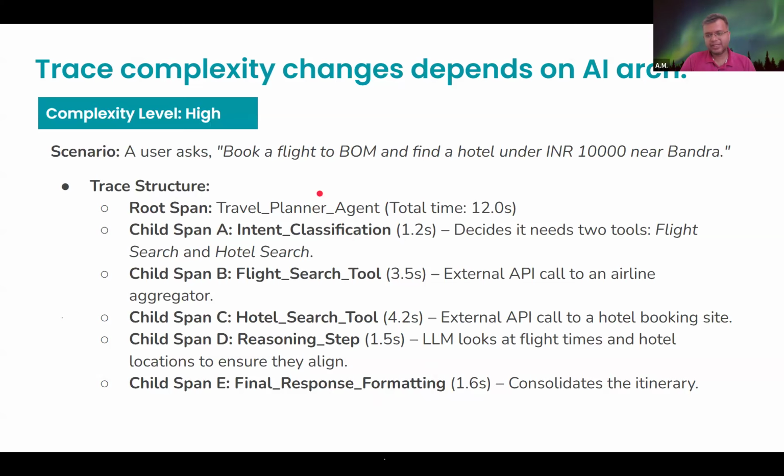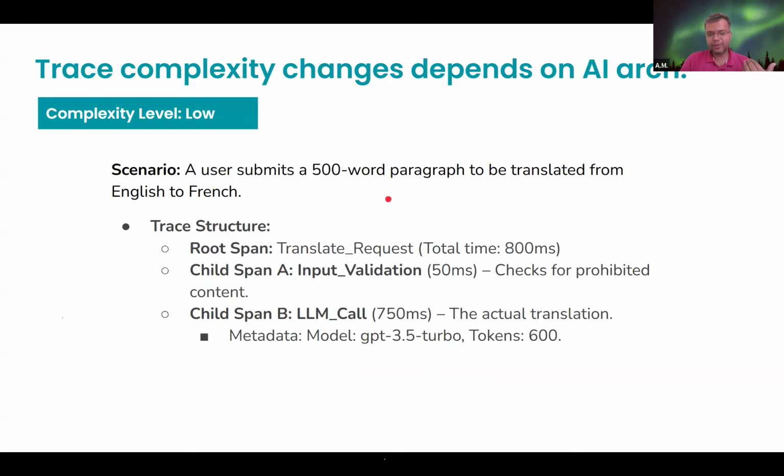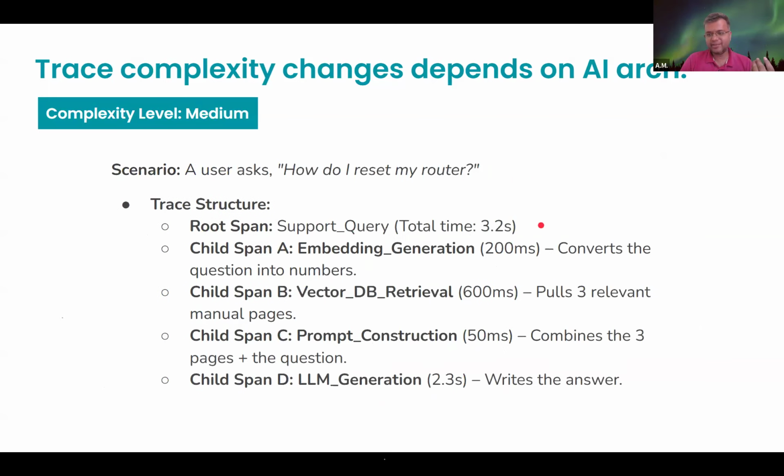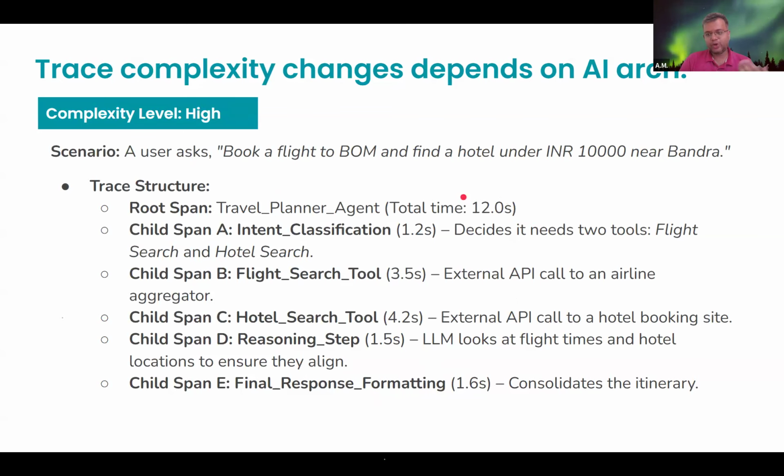The last part, again just sample examples, is where the complexity becomes even higher. Say it's an agentic architecture, where a user asks, book me a flight to Bombay and a hotel under a certain budget, and the hotel should be near Bandra. The first action we tried took approximately 800 milliseconds, but as the complexity increases, the overall time required to furnish this request starts increasing. From 800 milliseconds, it becomes approximately 12 seconds. Some of the actions could be happening in sequence, some in parallel.